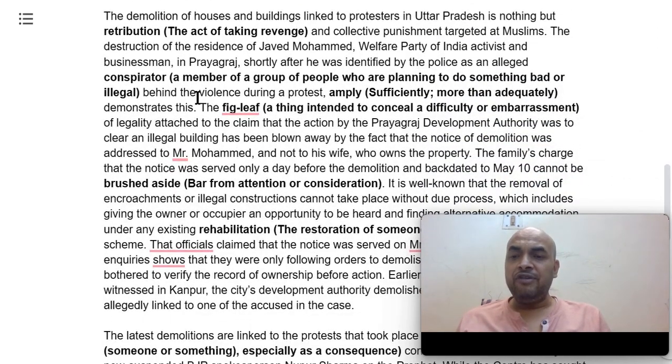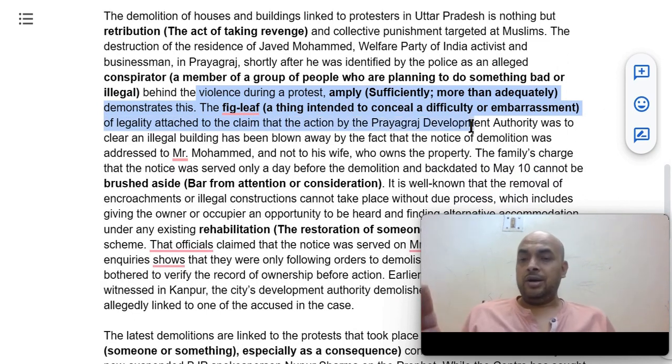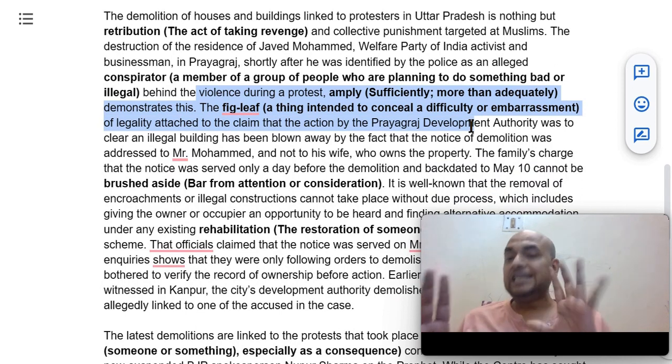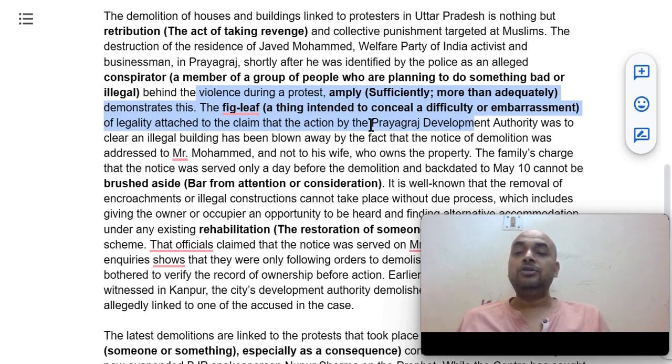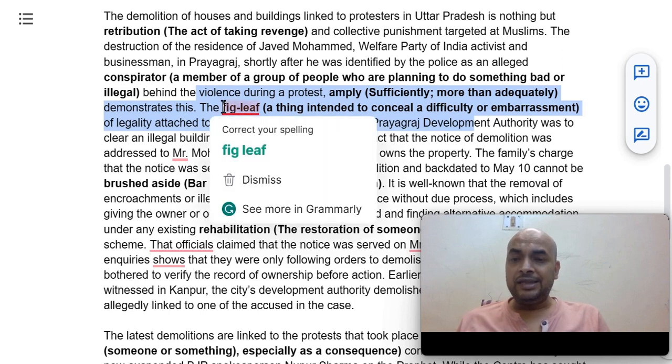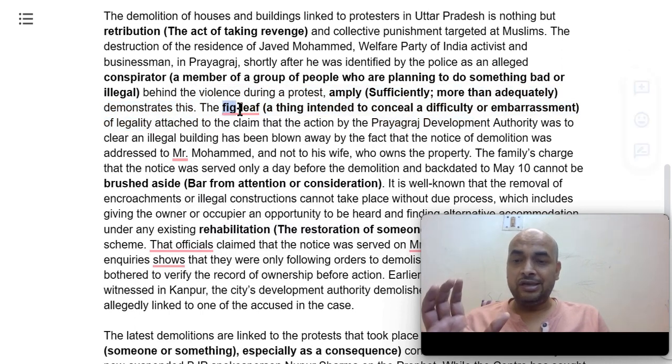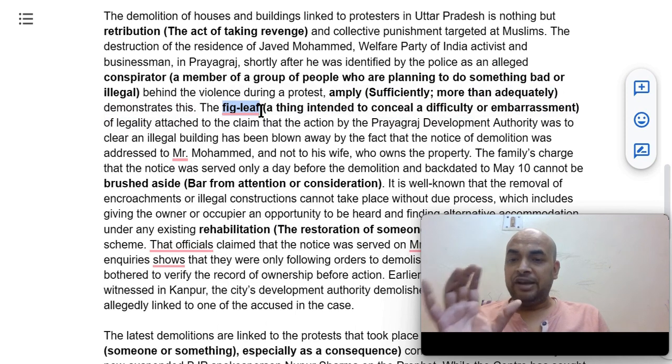The fig leaf of legality attached to a claim that the action by the Prayagraj administration... So, if they have taken down the house of a person whose involvement was not yet proven, they had to say something, right? So they wanted to hide something. So how did they hide? They said, what they hid is being told in this fig leaf thing.